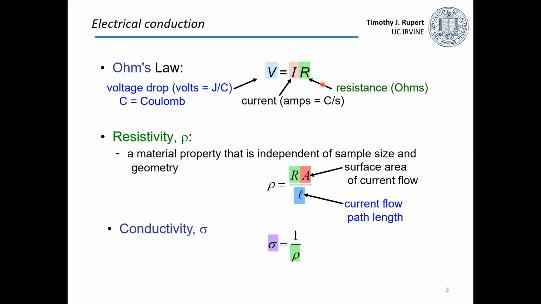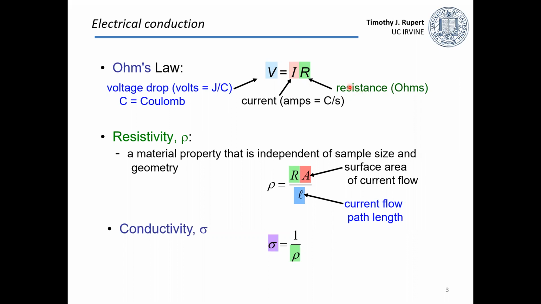Okay, so the units of voltage tend to be joules per coulomb. Current is sometimes called amps, but that's just coulomb per second. And resistance is given the name ohms. So you can tell that Ohm was a pretty important person in developing this law. This is the way we typically learn about conduction in maybe a physics class or a baseline engineering class.